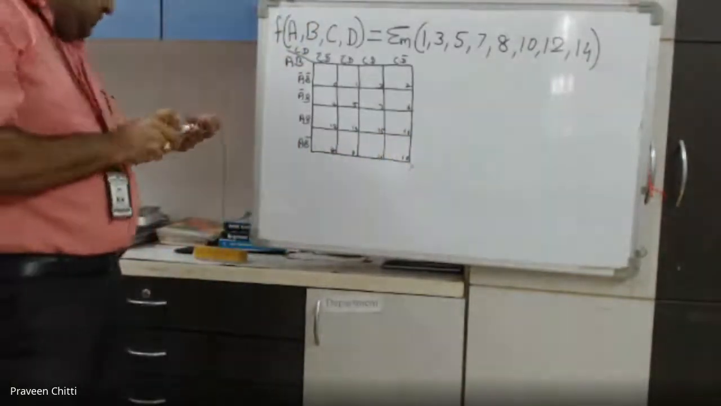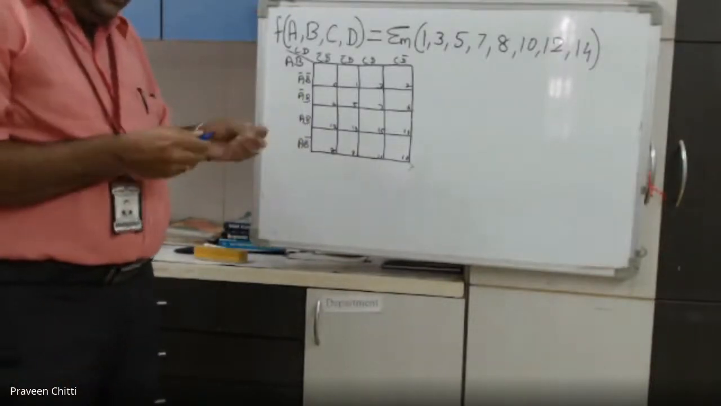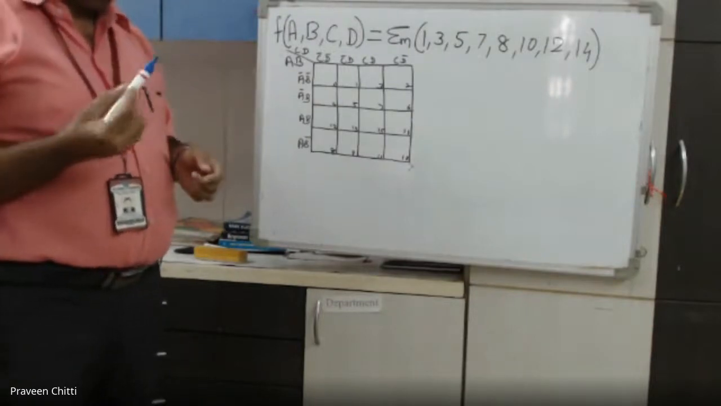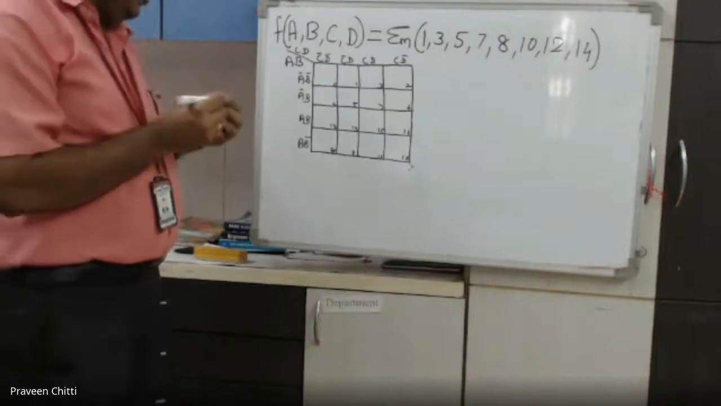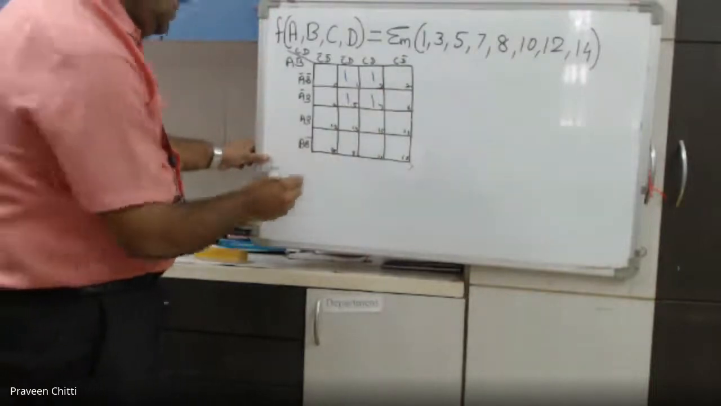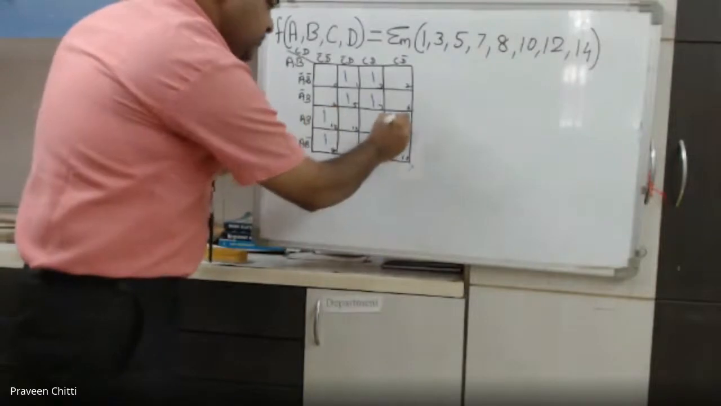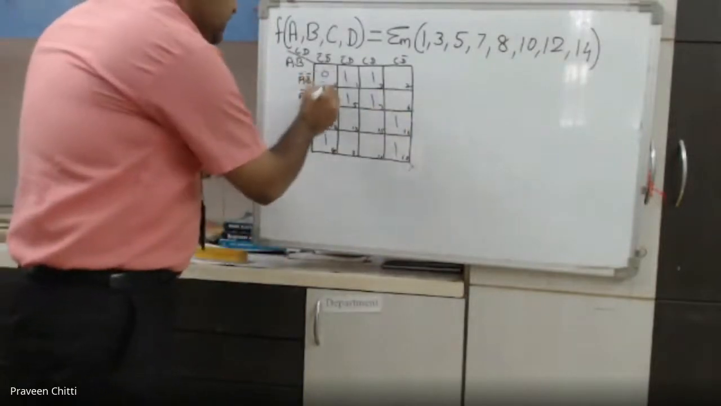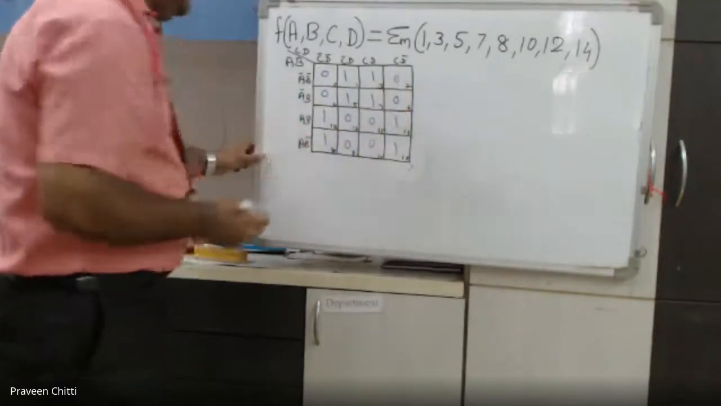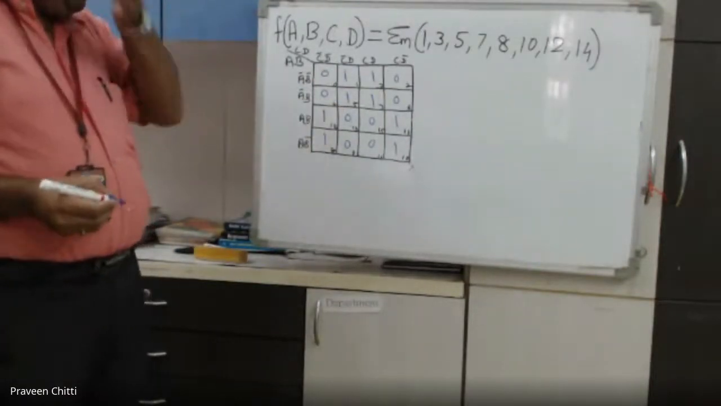Right. So I have drawn the 4 variable K-map. Now I have to enter the minterms given here. What are the minterms given? 1, 3, 5, 7, 8, 10, 12, and 14. The rest are all 0.